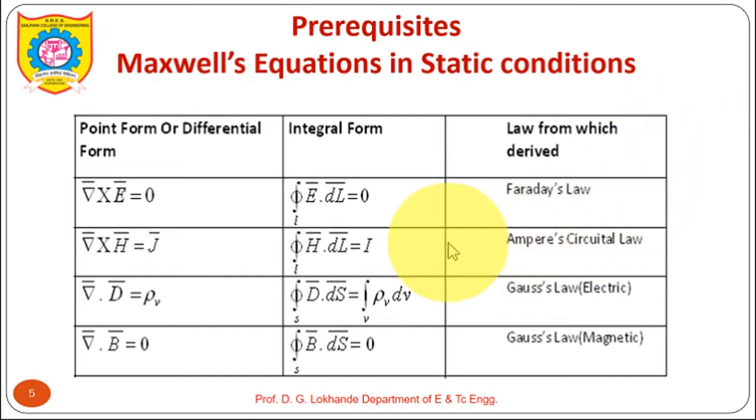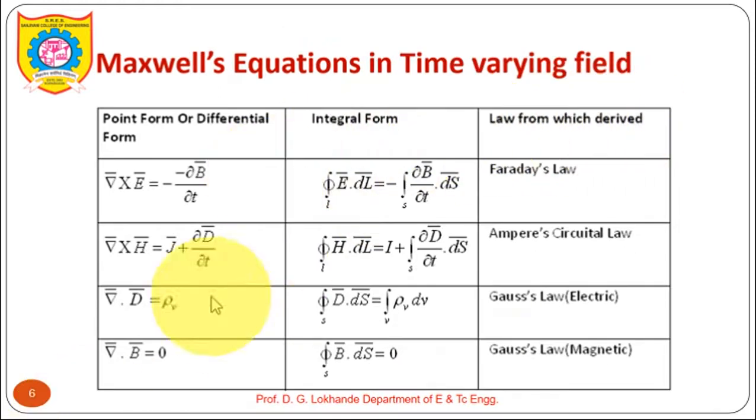Gauss's law for the electric field says that the volume charge density is equal to the divergence of the electric flux density. Gauss's law for the magnetic field tells us that no isolated magnetic charge exists, that is, the magnetic flux lines close upon themselves. So these are the time varying Maxwell's equations.